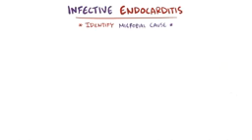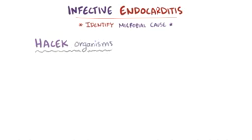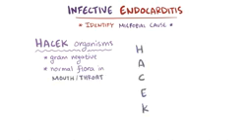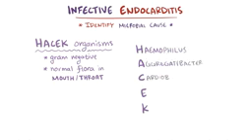A group of organisms that are less commonly associated with endocarditis are the HACEK organisms. These guys are a group of gram-negative bacteria that are also part of the normal flora of the mouth and throat. Each letter of HACEK stands for a different genus: Haemophilus, Aggregatibacter, Cardiobacterium, Eikenella, and Kingella.